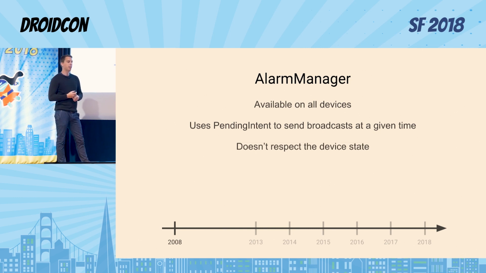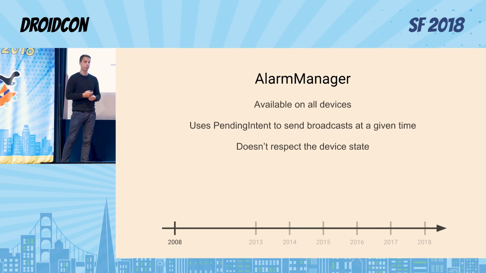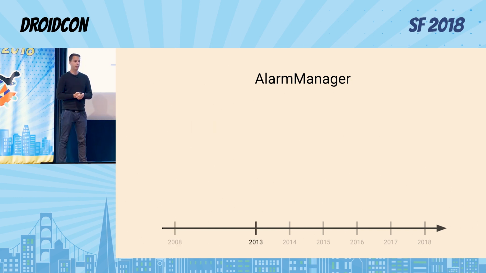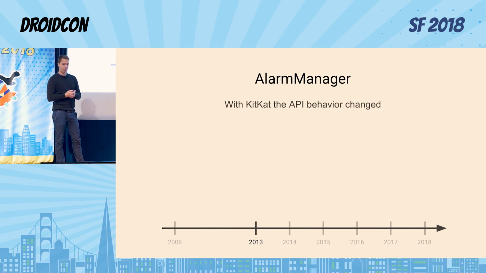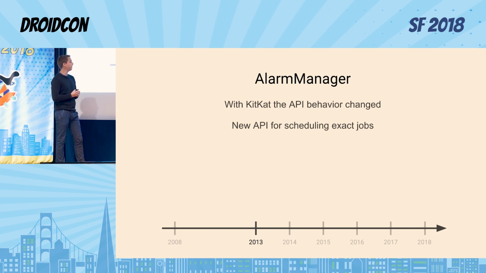The problem is that the AlarmManager doesn't respect the device state. So you have to manually check when your service starts whether you have a working network connection or not. And then it was silent for a while until 2013 when Android KitKat released. And there the behavior of the AlarmManager was changed. And they did this silently, what wasn't that great. Until KitKat, all your alarms were exact, and suddenly this changed. They added a new API for scheduling exact alarms, but your previous alarms were suddenly inexact. So this was a behavior change you had to be aware of.